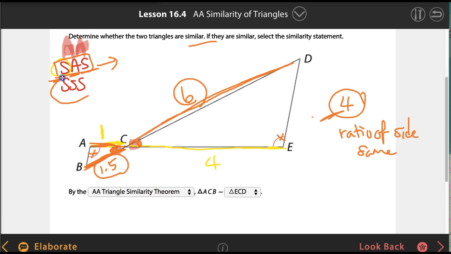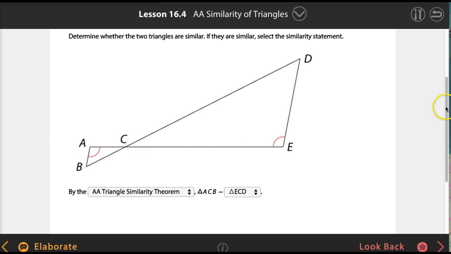So obviously you can figure out that SSS is when you have two triangles and the question is giving you all the lengths of all three sides and only all three sides. And then when we calculate the ratio, it's all the same. Okay? Because you don't know which question is going to show up. Instead of me giving you the AA, I could give you the SAS or the SSS. So please make sure you understand what to look for.